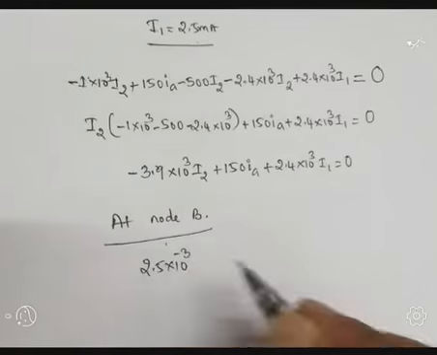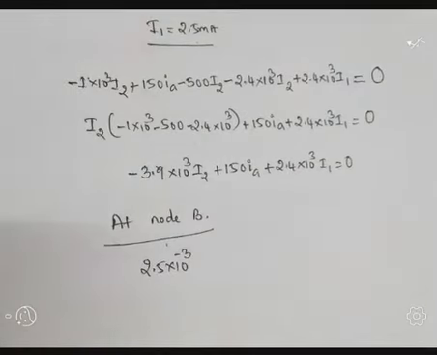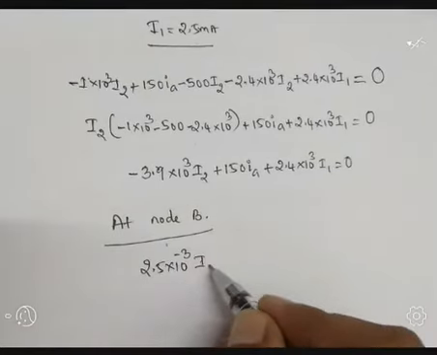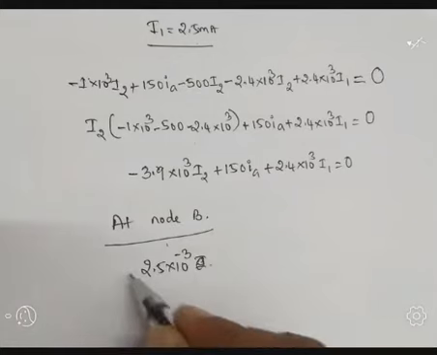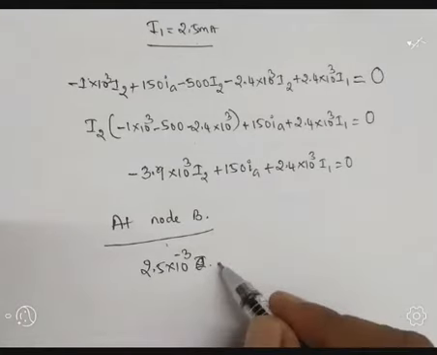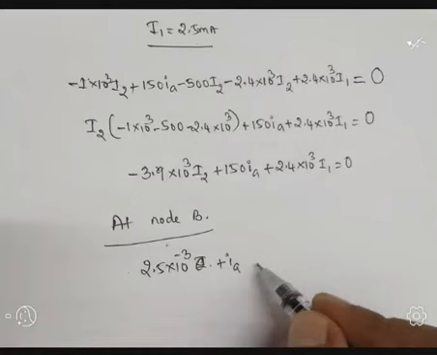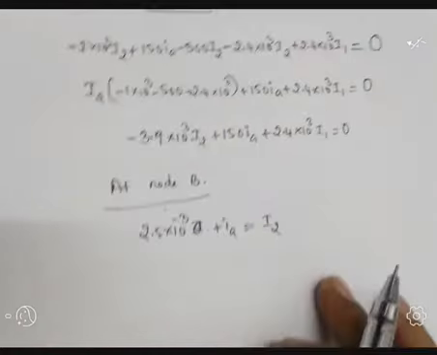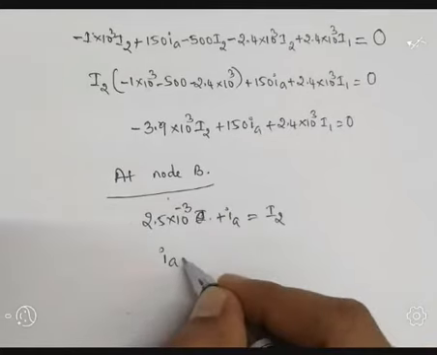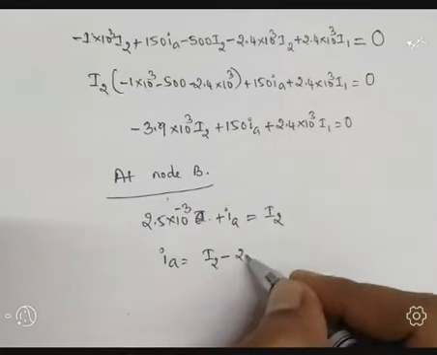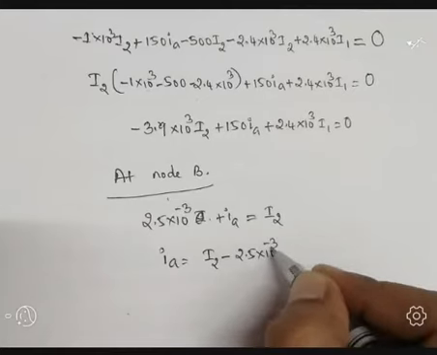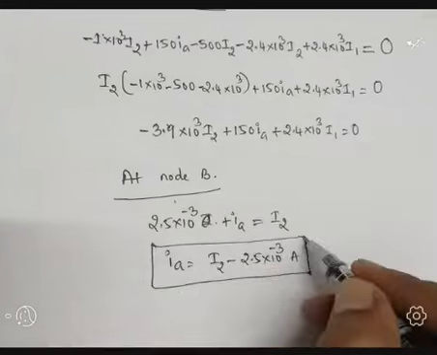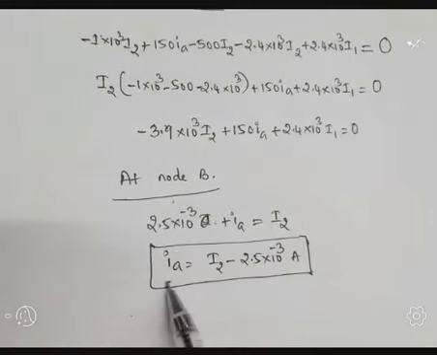to the power minus 3. It is moving towards, so I will take plus. Next, one more current is moving towards, that is current IA, equal to the current I2 moving away. Hence, we can write current IA equal to I2 minus 2.5 into 10 to the power minus 3 amperes. So we calculated the value of current IA. Let us substitute this current IA in the above expression.